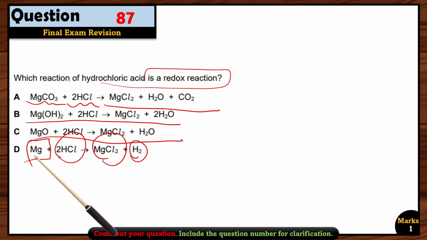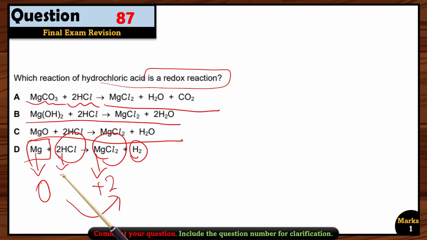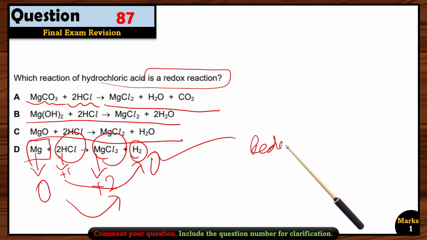So if you see, the oxidation state of magnesium is 0 here. But what is it here now? +2. So it has been changed, right? So oxidation is taking place here. It means then there should also be reduction. If you see, hydrogen is +1 here, but now it becomes 0, right? So hydrogen is reduced, magnesium is oxidized. So this reaction is actually a redox reaction.